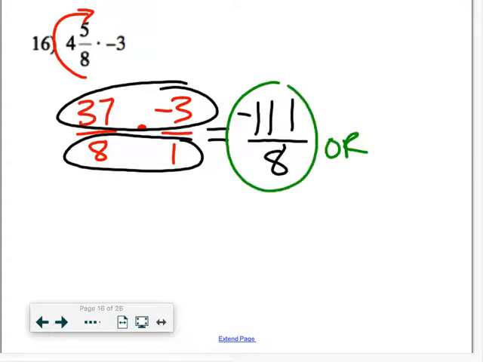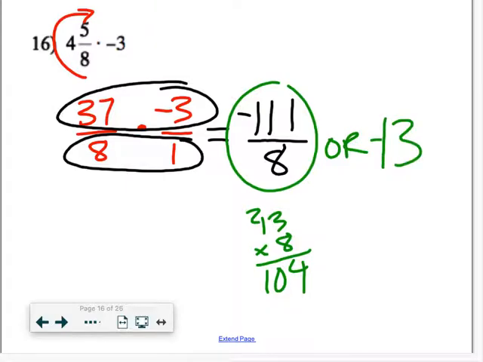Or, trying to think. Is 13 going to be too big? Doing this all in my head, guys, so bear with me. 104, yep, it's got to be 13. Or negative 13 and 7/8.